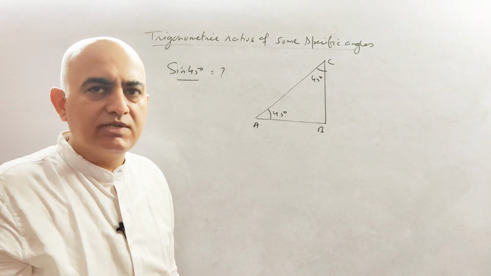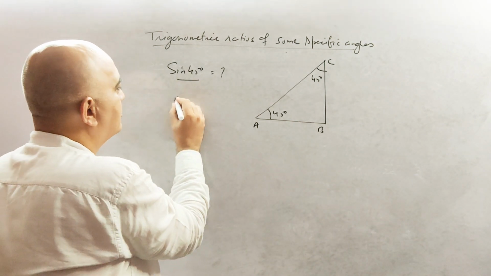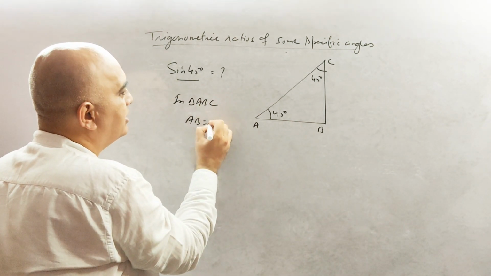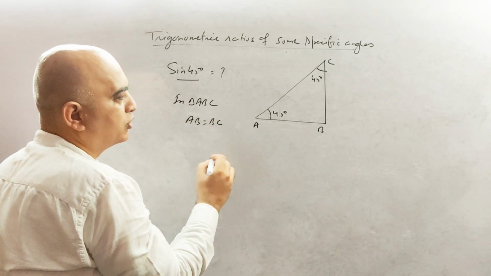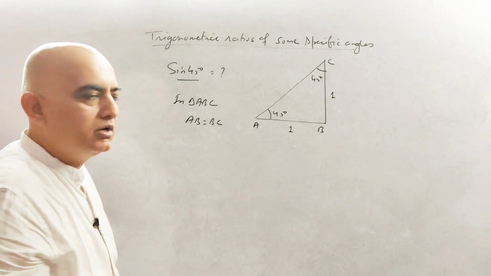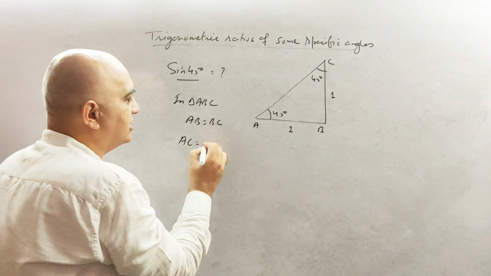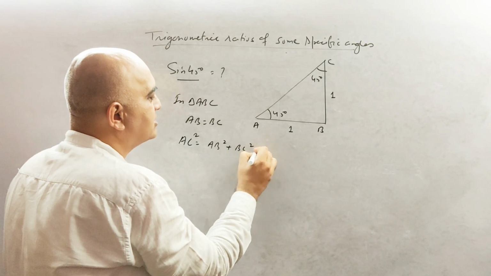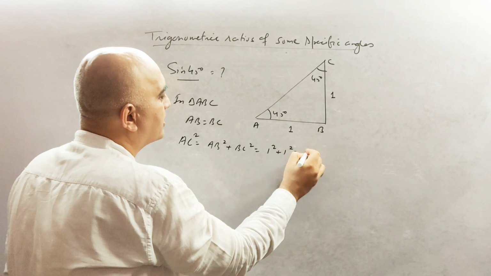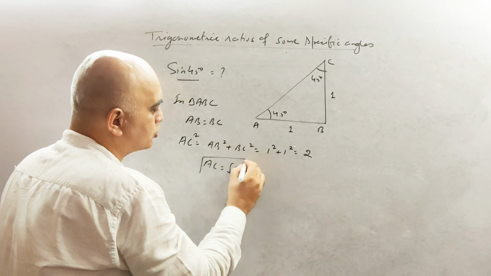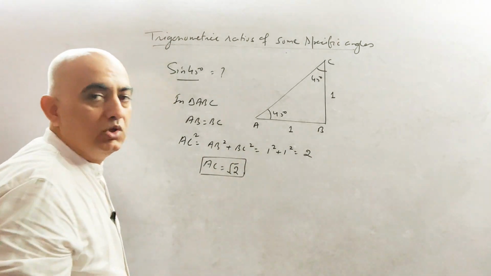This is an isosceles triangle. In triangle ABC, we have AB equal to BC. Both are the same, so we are taking this as 1 and this is also 1. Now, what is the value of AC? AC square is equal to AB square plus BC square, 1 square plus 1 square, that is 2, and AC is equal to root 2.